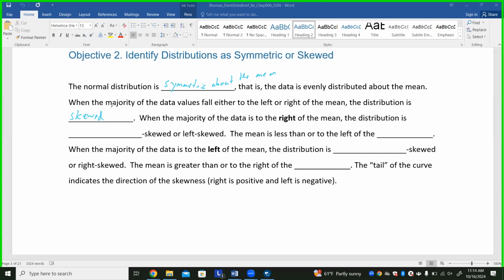So again, if more data falls on the left or the right, it's being pulled in some direction. When the majority of the data is to the right of the mean, the distribution is negatively skewed, or left skewed. So if you have more data on the right, it looks like this. That's negative skewed or skewed to the left. The mean is less than, or to the left of, the median.